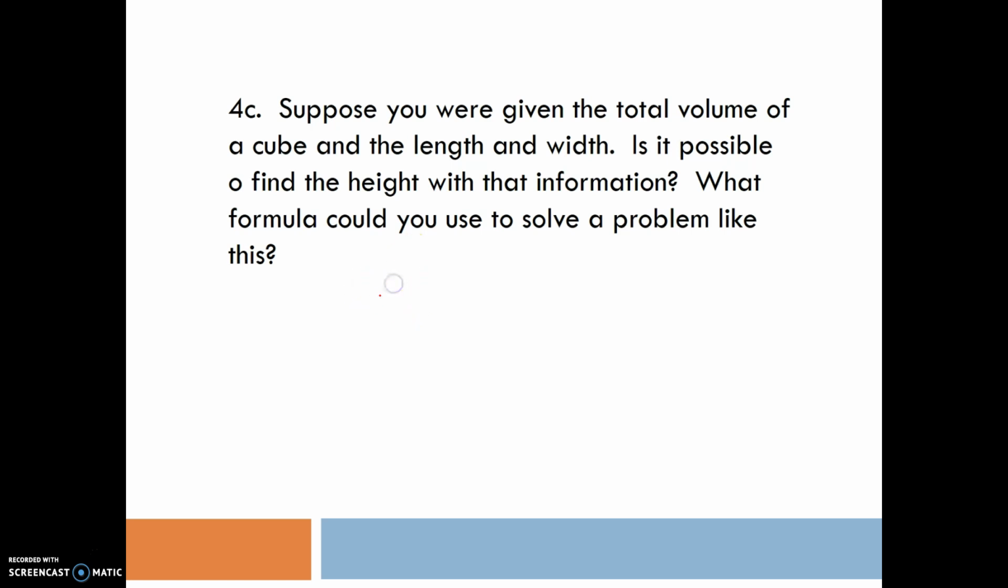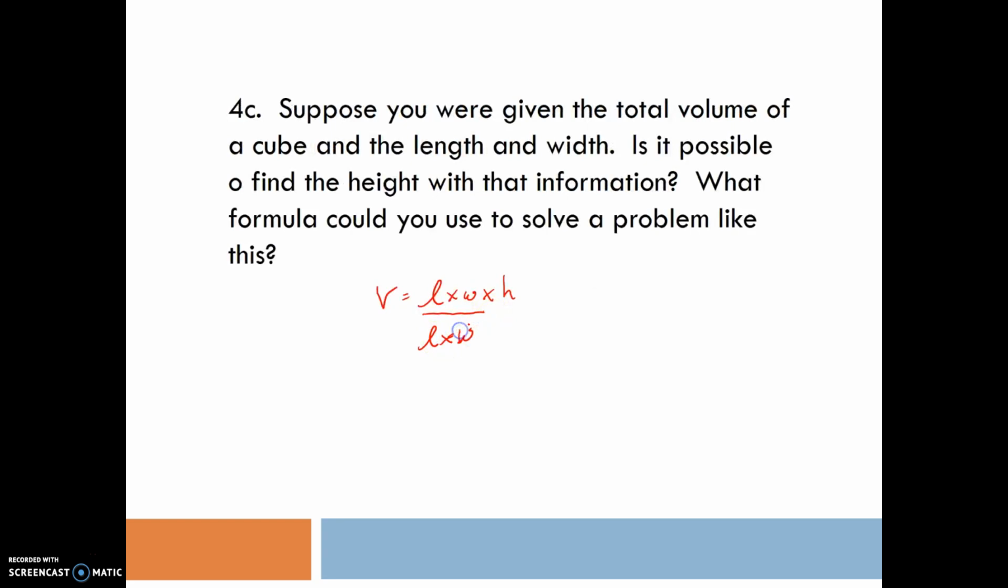Volume equals length times width times height. Now, if we had numbers for volume, length, and width, and we wanted to find height, that would mean we'd want to get height by itself on one side of the equation. So to get rid of length and width over here, we would divide that side by length and width.